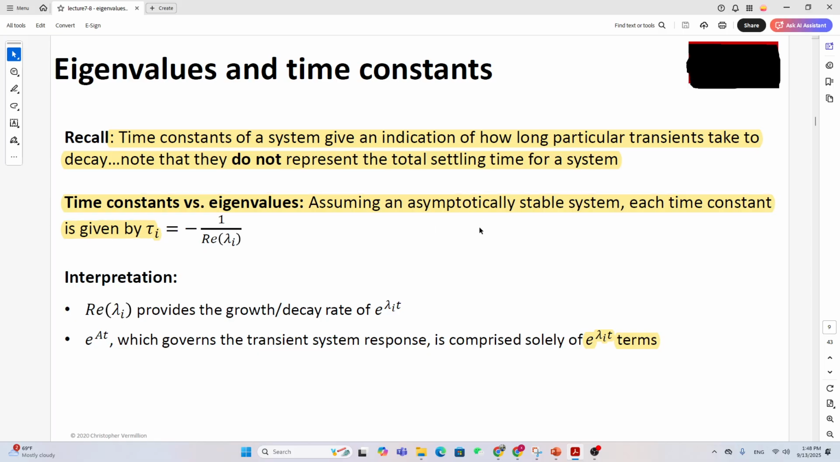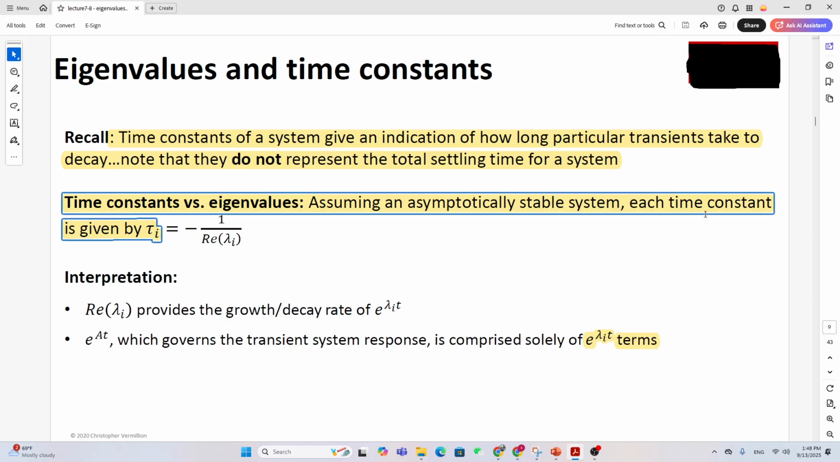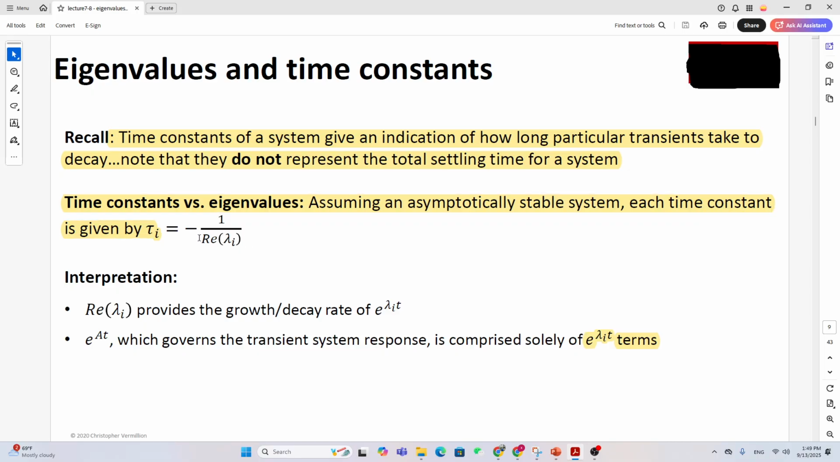You can also see that if you have an asymptotically stable system, your eigenvalue tells you the time constant, which is given by the minus inverse of your eigenvalue. It tells you the growth and decay rate of your e to the power lambda i t, which is the term governing the transient system response. Your steady state response definitely depends on your input u. If you don't remember the details, you can go back to my previous videos to check it out.